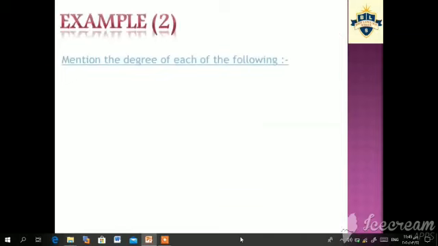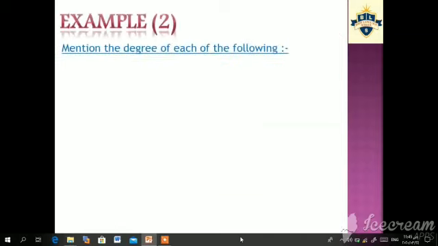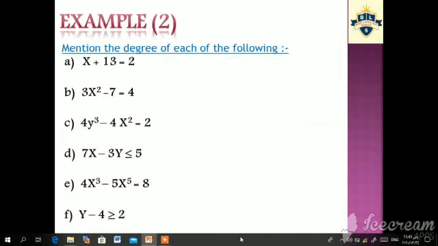Example number 2. Mention the degree of each of the following. Letter A, x plus 13 equals 0. This is an equation of first degree. Why? Because we have one variable, x, and its power is 1. Letter B, 3x^2 minus 7 equals 4. This is an equation with x as a variable. What is the power of x? It is 2. So the degree is second degree.